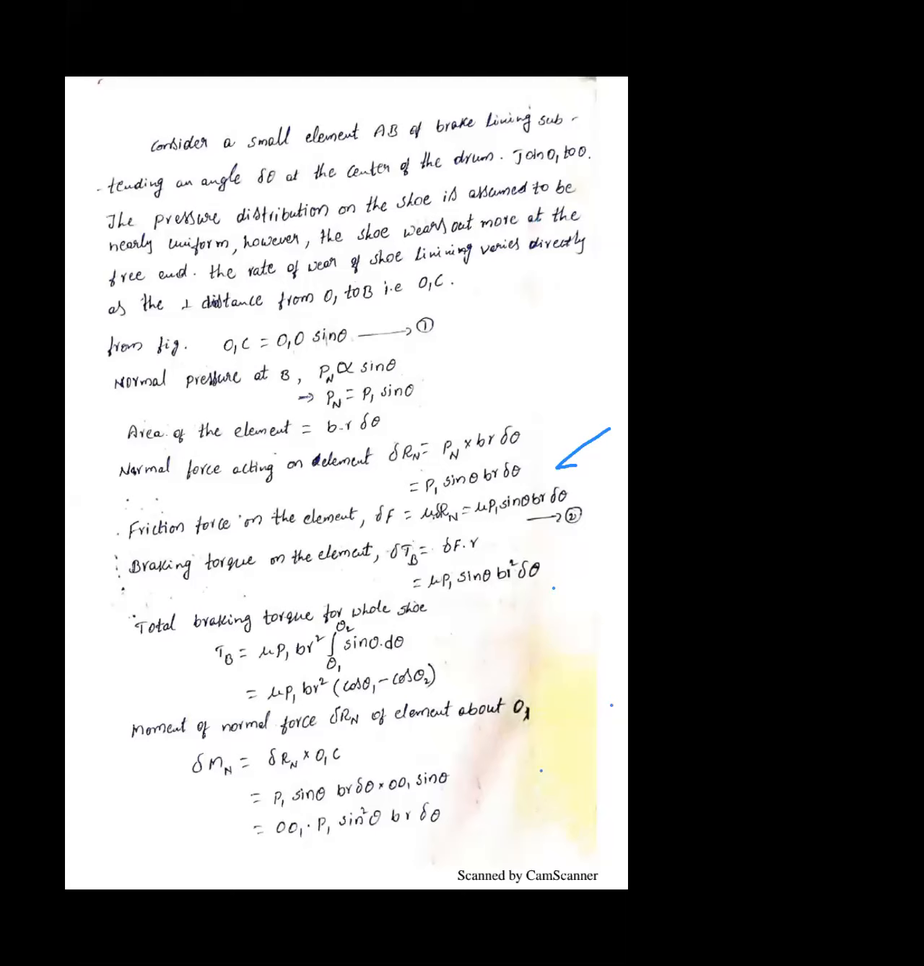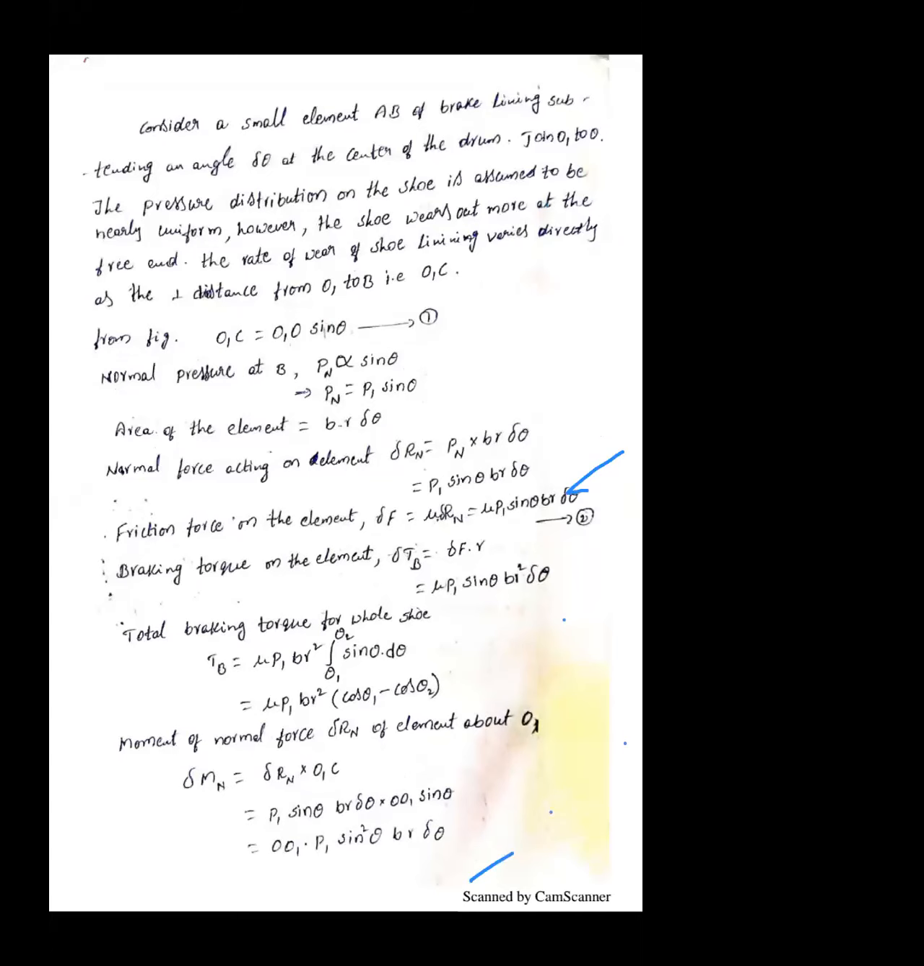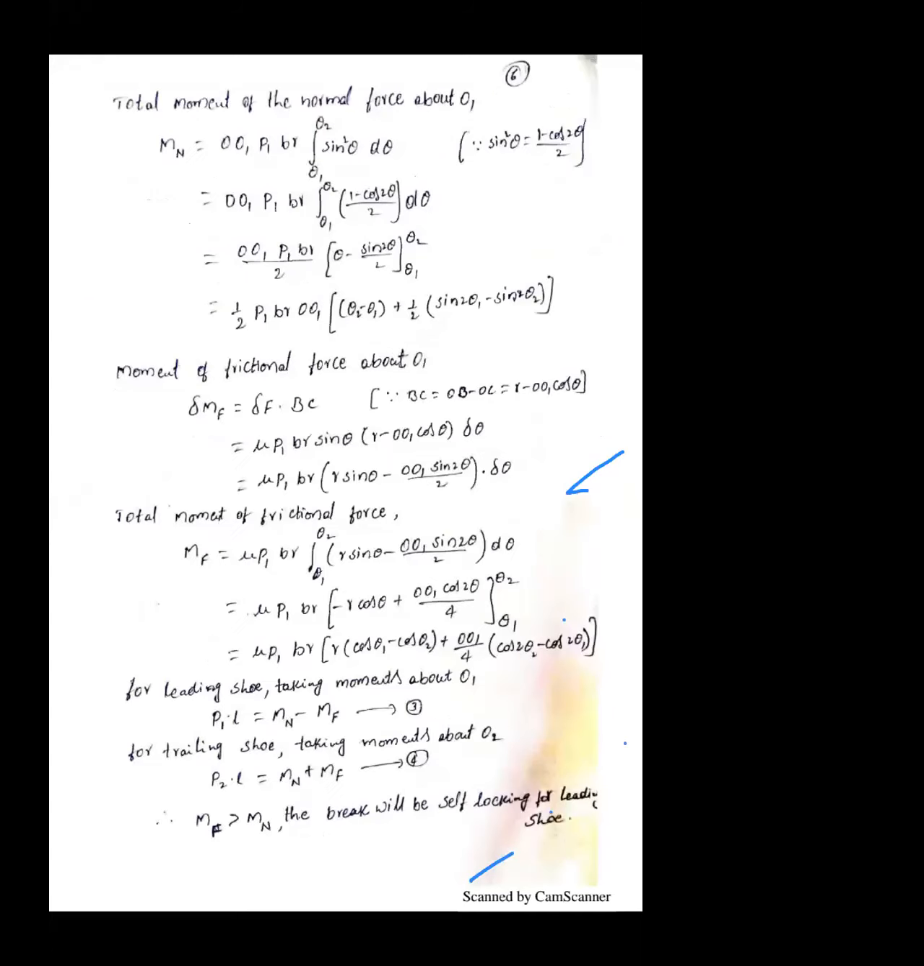When we write delta Rn into O1c, delta Rn value is already known: P1 sin theta Br delta theta, and O1c is O1 sin theta. Those two are substituted here. So we get O1 O into P1 into sin square theta Br delta theta. That is the moment of normal force on the element.